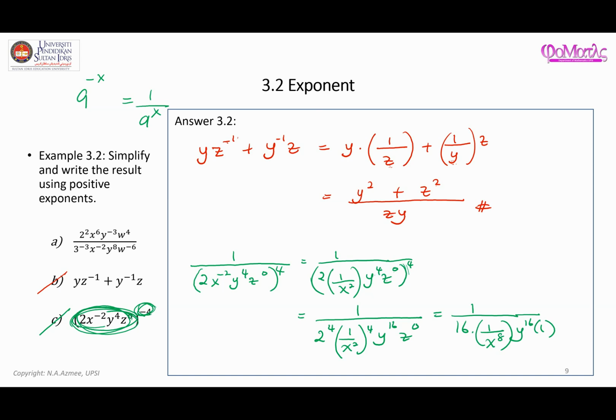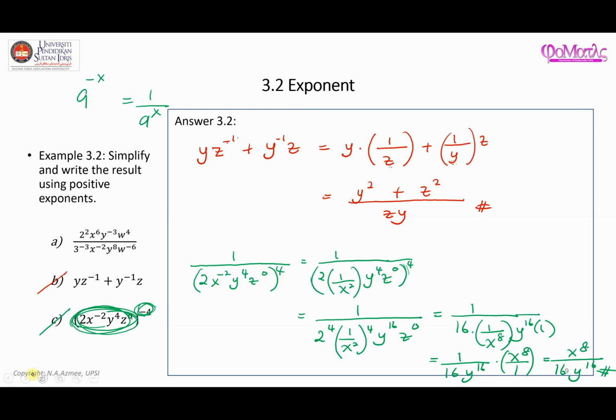Next, what we can do is change this outlook. If you want to change this, it's going to be 1 over 16 y to the power of 16. And then if you want to change this, it is the same thing as multiplying with x to the power of 8 over 1. And then the final answer, we can just write it as x to the power of 8 over 16 y to the power of 16. Okay, so that's it for the first example, example 3.2.